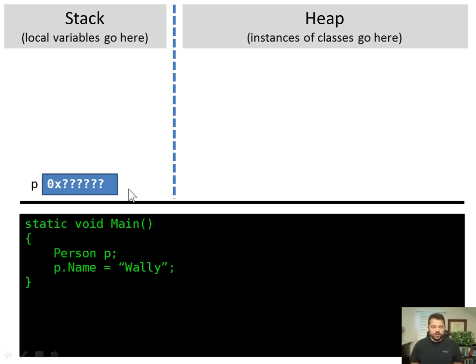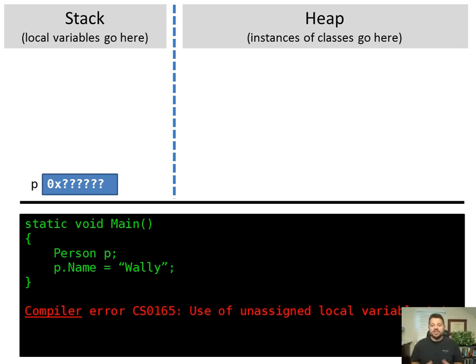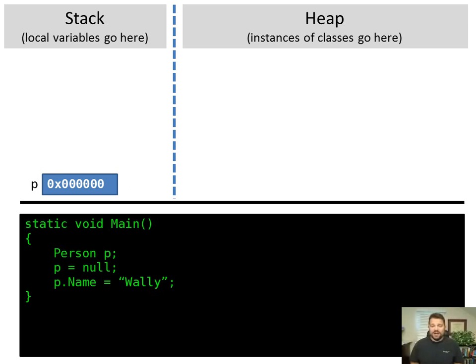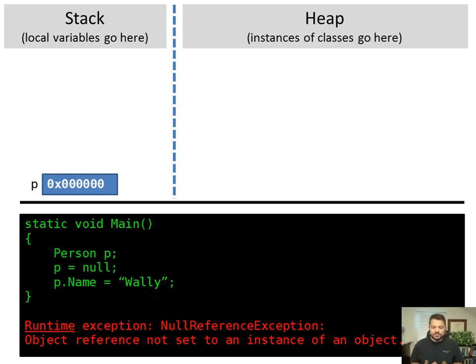So if we were to write code that said p.name = "Wally", like shown here, it wouldn't compile. The compiler would say use of an unassigned local variable because it had detected that we hadn't set p equal to anything. We could get this to compile by saying p = null. In that case, we're zeroing out this reference. We're saying that this reference doesn't point to anything. This variable p doesn't point to a Person, but I'm going to null it out. So this would compile, but at runtime, when I try to set p.name, the runtime will detect that the object reference is not set to an instance of an object, and it'll throw a null reference exception.